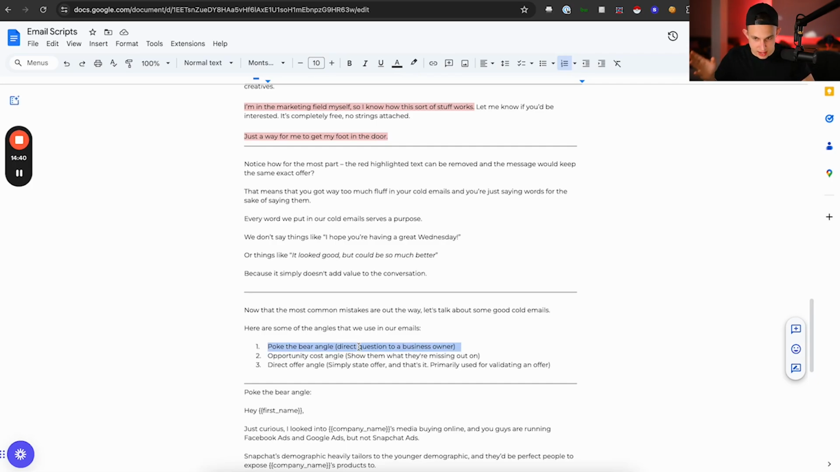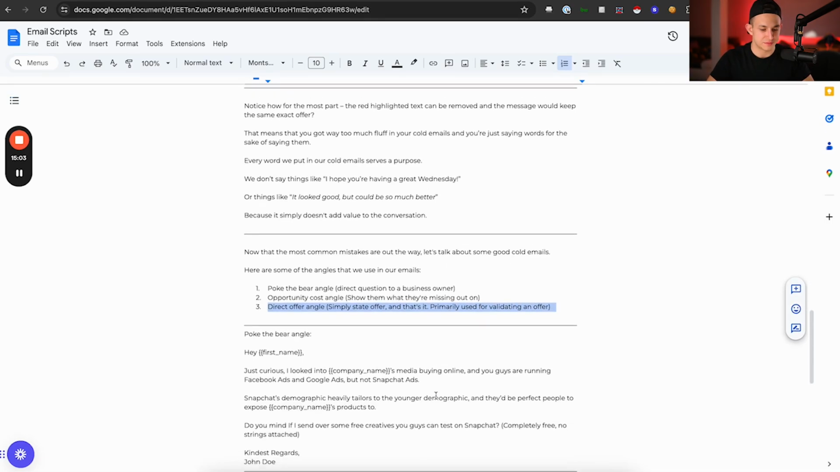Now I'm going to talk about what exactly that is in a little bit, but just so you guys know, an opportunity cost angle. This is when you make a person aware of how much they're missing out on by not working with you. And a direct offer angle. Now, simply state the offer. That's legitimately it. You simply state the offer. And we primarily use this to validate an offer, okay? Like to understand whether there actually is demand for an offer before we start building everything out for it.